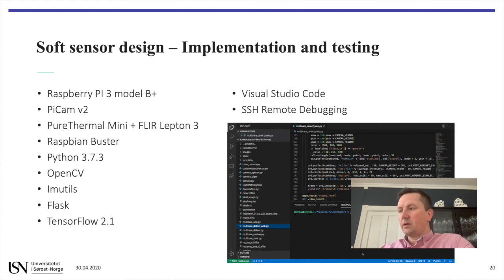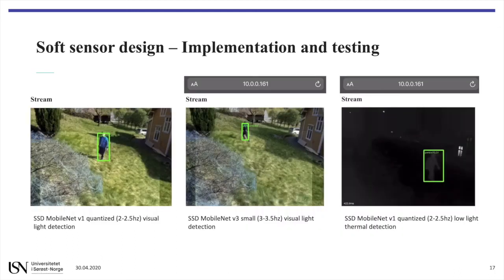When working on implementing this, we've used Visual Studio Code with Secure Shell for remote debugging, which has worked quite well. The networks that we have tested on the Raspberry Pi is the SSD MobileNet version 1 quantized. This model can process images as fast as about 2 to 2.5 images per second, and it works okay up to about 50 meters distance.